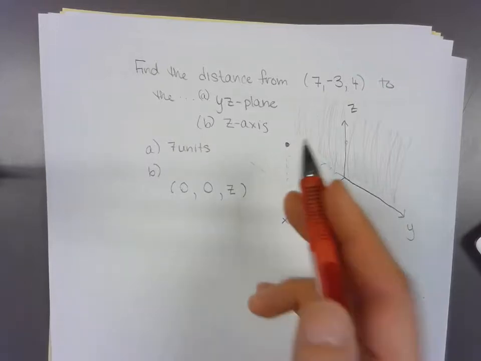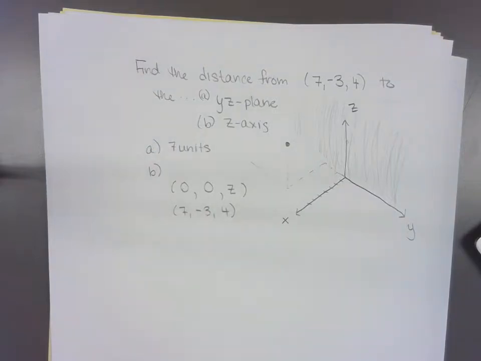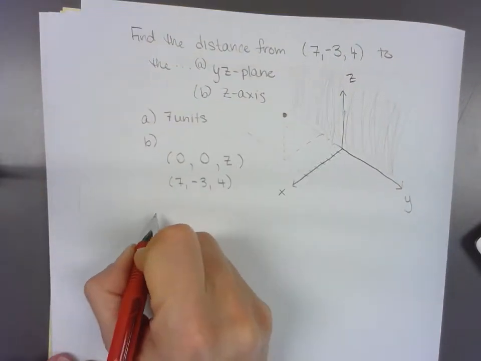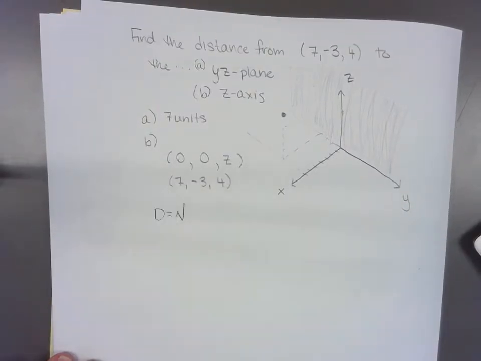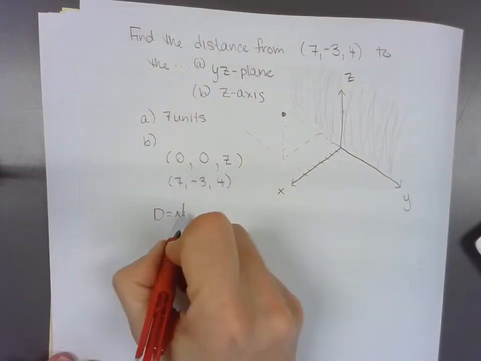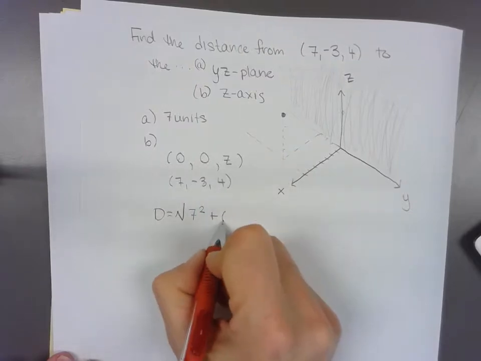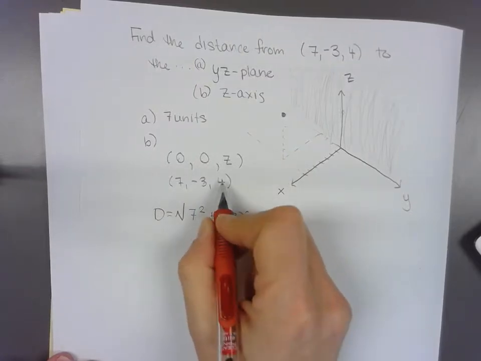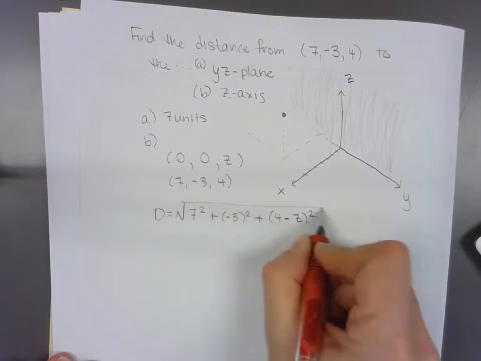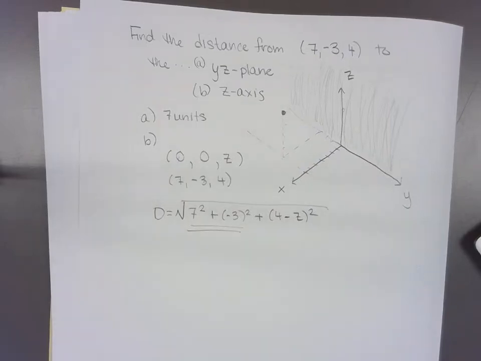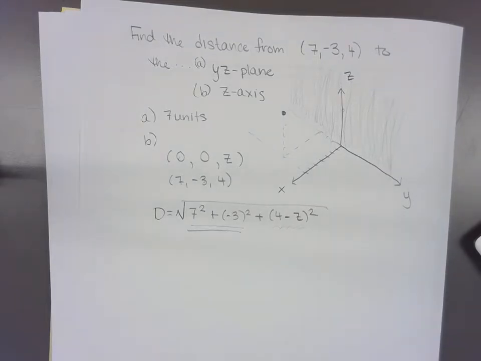Well, let's use the distance formula with these 2 points. Distance is the square root of (x2 minus x1) squared, so I'd have (7 minus 0) squared, plus (y2 minus y1) squared, so negative 3 squared, and then plus (4 minus z) squared. There's nothing I can do to change these; those are fixed.